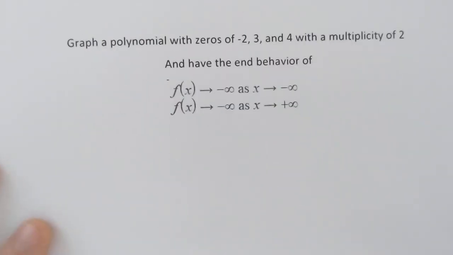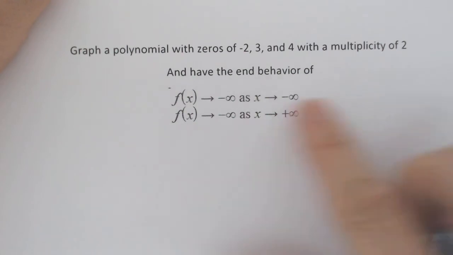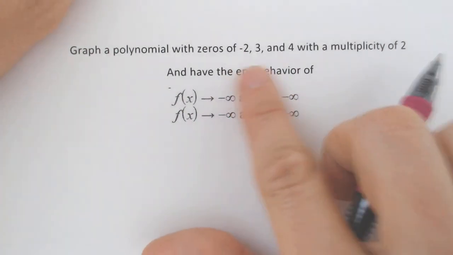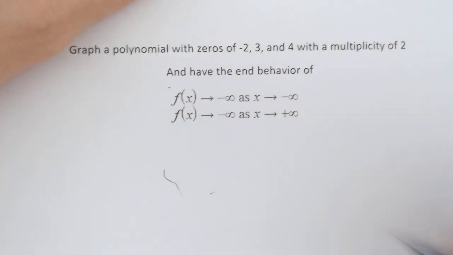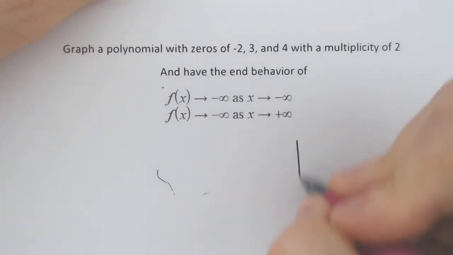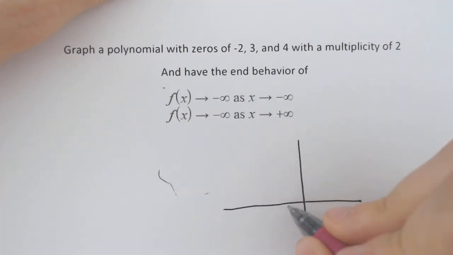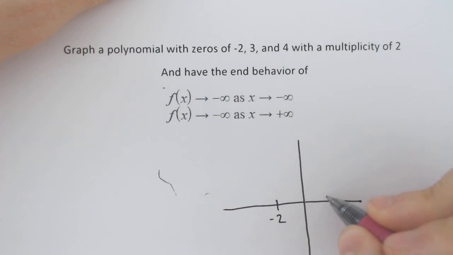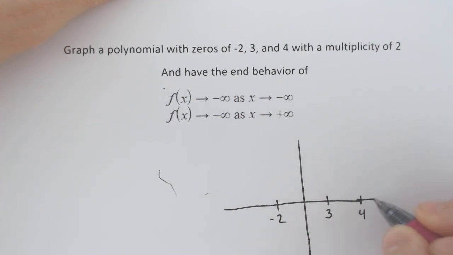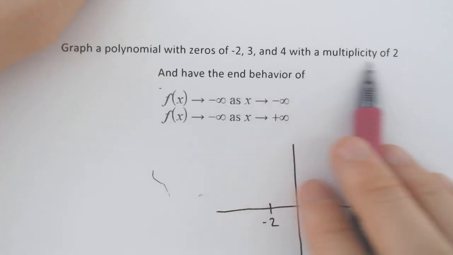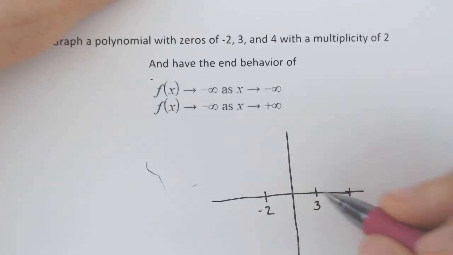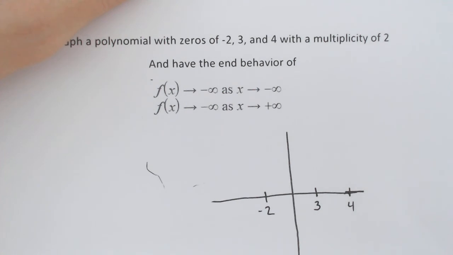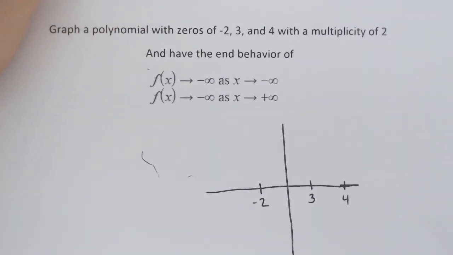All right? This next one, it's saying graph a polynomial with zeros of -2, 3, and 4. Oh, I just smudged my paper. I'm so sad. So let's start with that. -2, 3, and 4. Now read that it says 4 with a multiplicity of 2. That multiplicity of 2 indicates that it is going to be bouncing off of the 4. It's not going to go through the 4.